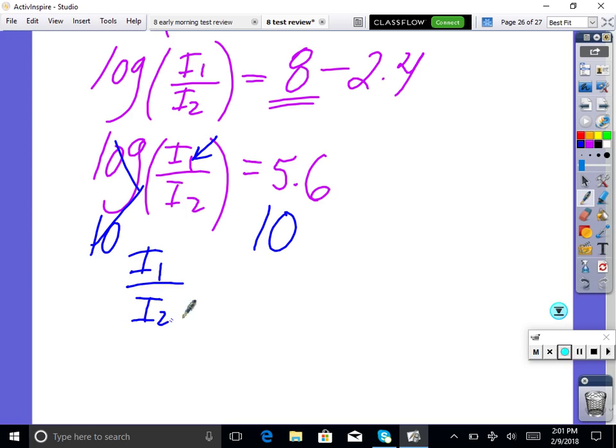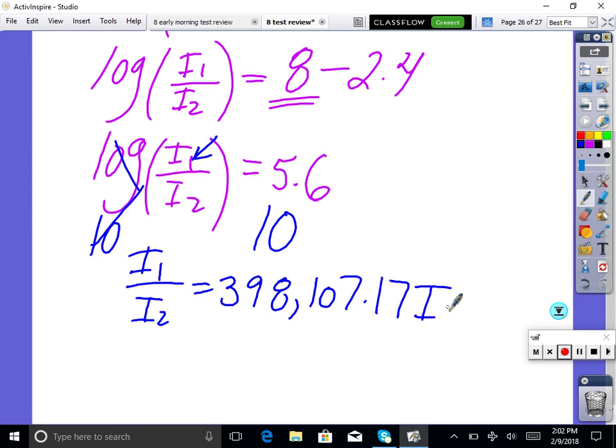So then I1 divided by I2 is equal to 398,107.17. And then think about it. To solve for I1, we would multiply both sides by I2, so then I2 would cancel out. Look at what this says: the first earthquake was this much more intense than the second earthquake. Because it literally says this many times as intense as this earthquake. That's way, way more intense. We better hope that that is not true, that we're not going to get an earthquake of magnitude 8, because that could cause a lot of damage.